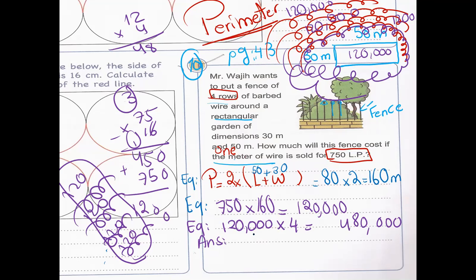480,000 Lebanese pounds. Okay, so this fence cost 480,000 Lebanese pounds. Okay, guys, copy it please on your math book.